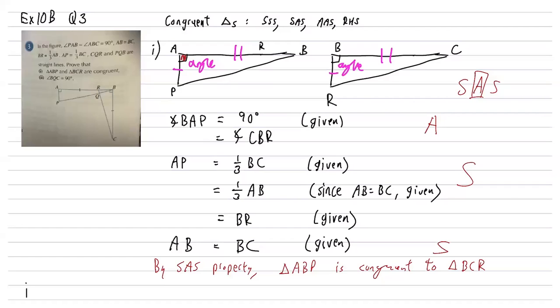Moving on to part two. For part two, you want to show that BQC is 90 degrees. Here is one approach to doing it. So we can let angle CRB equals to A. So let me just copy down the diagram first.